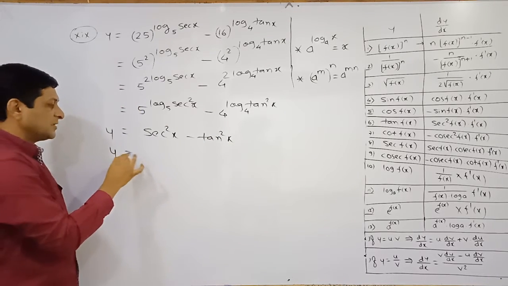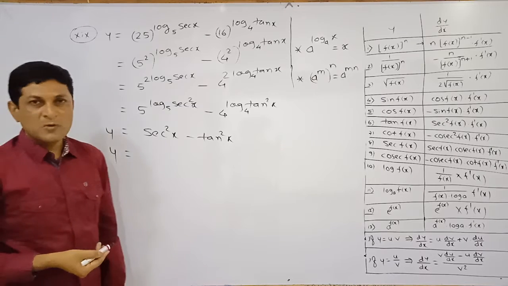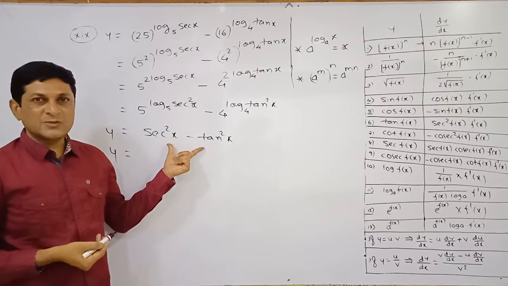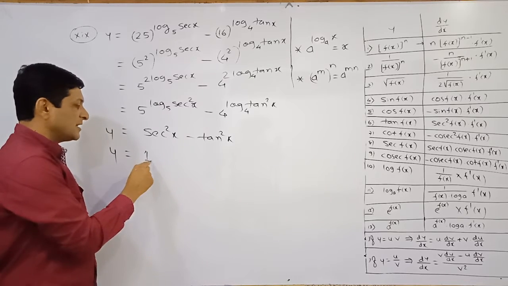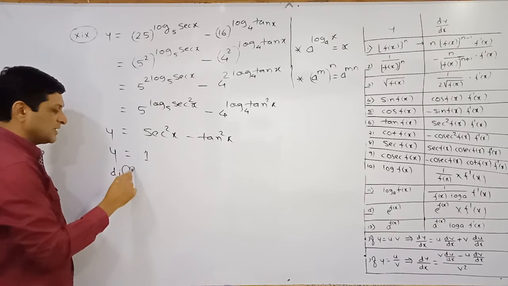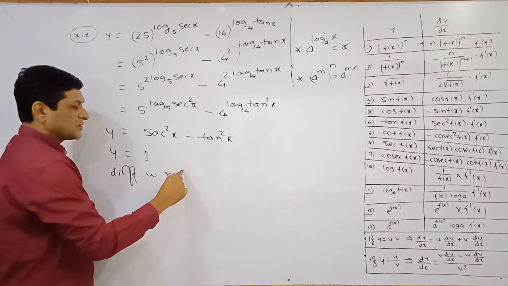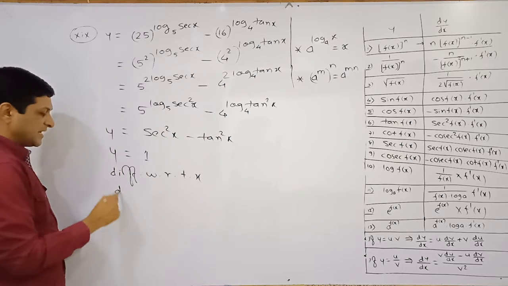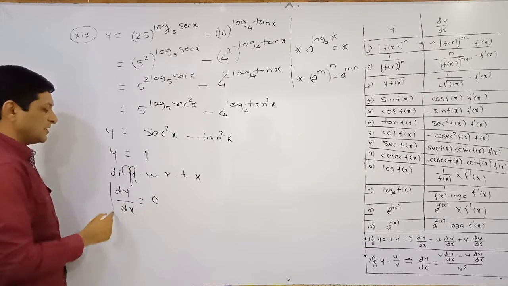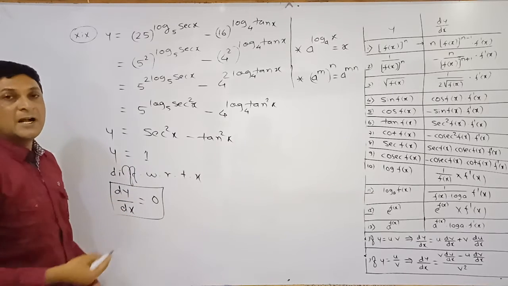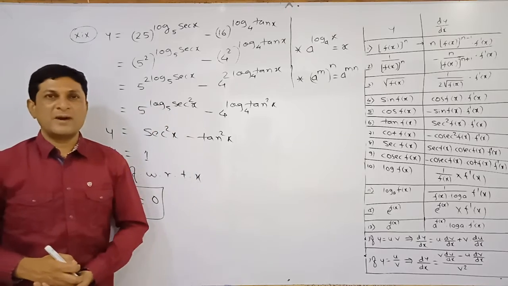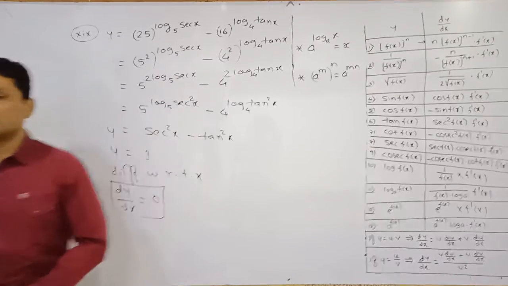So this will be the value of y. So y is equals to sec square x minus tan square x. All of you have studied identities in trigonometry. We know that sec square theta minus tan square theta will be equals to what? 1. So its value will be equals to 1. Now let us differentiate it with respect to x. So derivative of y will be dy by dx, and derivative of 1 will be equals to 0, because 1 is a constant term, and we know that the derivative of a constant term is 0. So in this way we have got the required derivative of this given function.